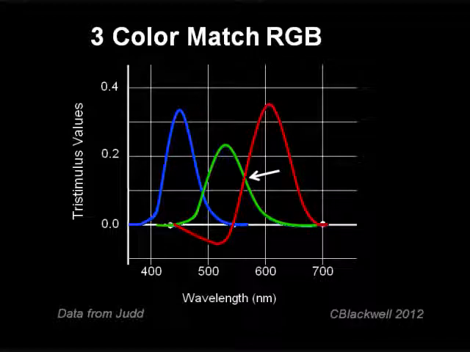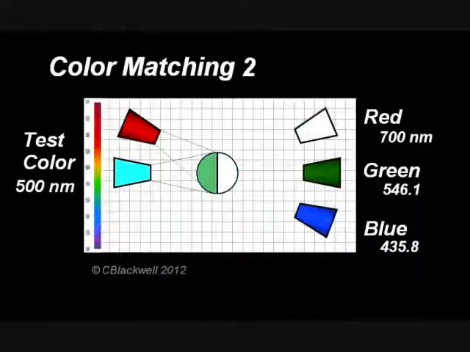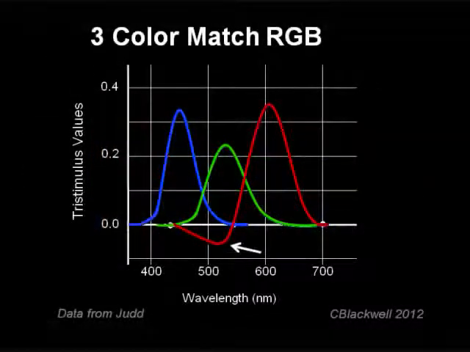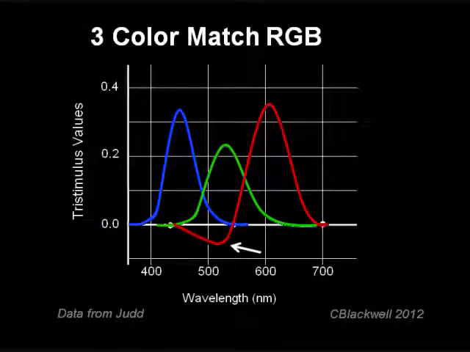Or almost. If you look closely at the graph, there's an area where the red line has negative values. That means we couldn't match this region in our starting setup. It required adding one of the primaries to the test color, in this case red, then using blue and green to match the modified color. Numerically, that's why the red line is in negative territory, which is an inconvenience.